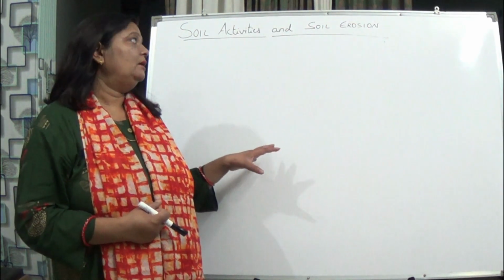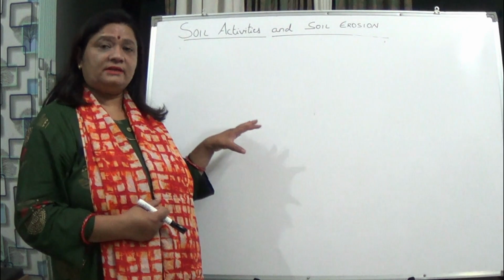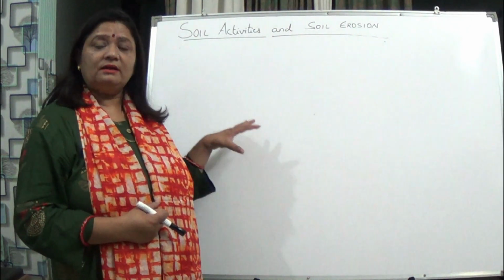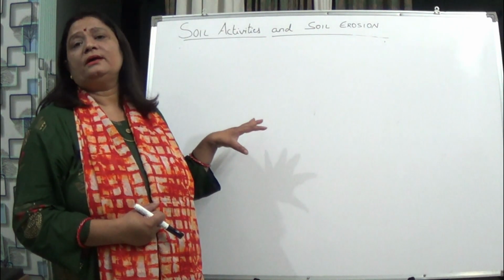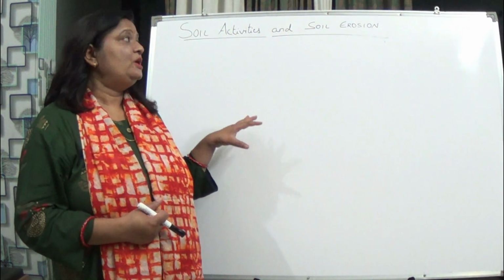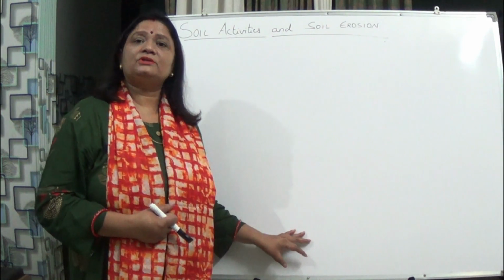It should be stopped, and it can be done by planting a number of trees and discouraging deforestation. So this is all with the chapter soil.